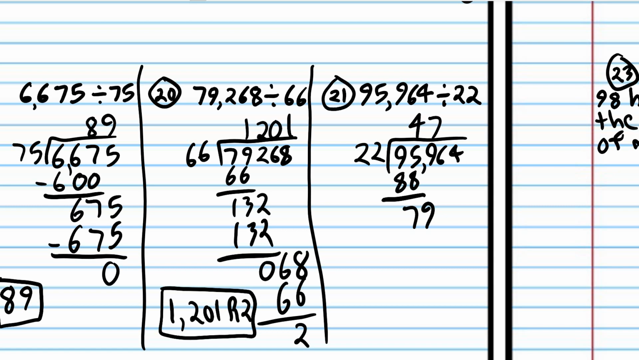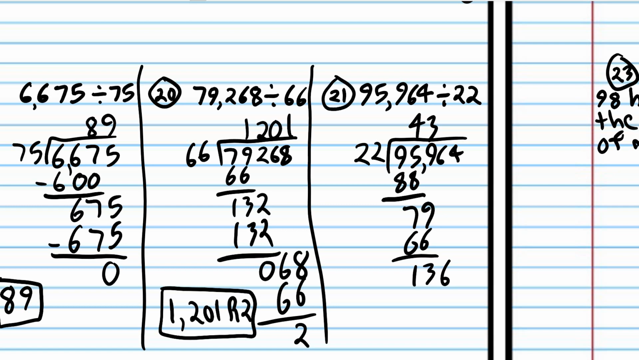No, that was too many times. 7 is too many times. It goes in, let's see. I mean 3 times. I meant 3 times, sorry. 3 times 22 is 66. 79 minus 66 is 13. Bring down the next number, which is a 6.